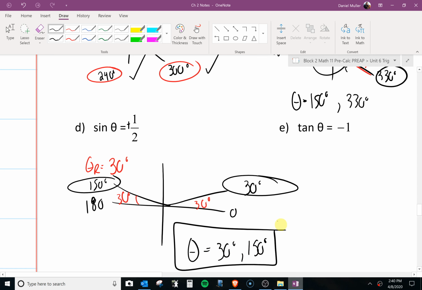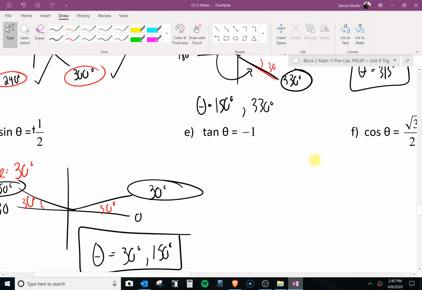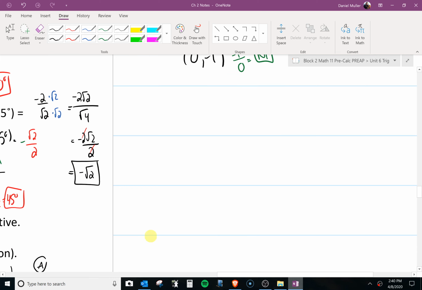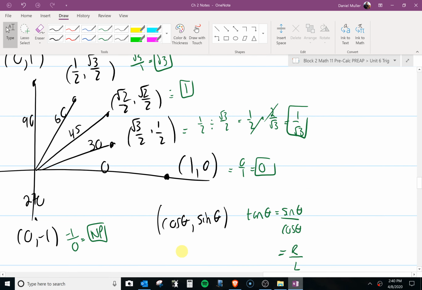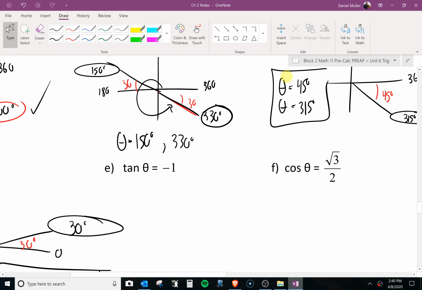So hopefully we're starting to see a little bit of a pattern here. Tan of theta equals -1. So we're looking for the green in my chart now. When does tan equal 1? Right here. And that happens at 45 degrees. Okay, so 45 degrees is my reference angle. My reference angle is 45.